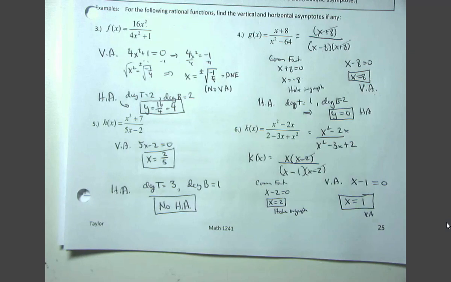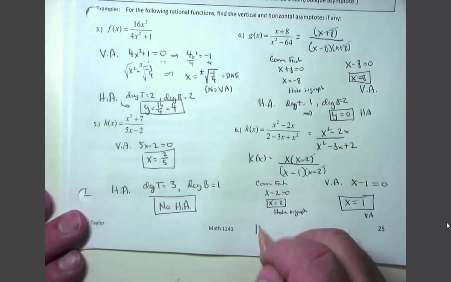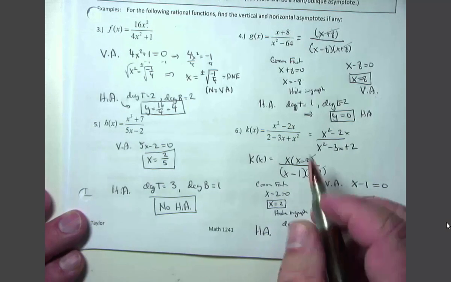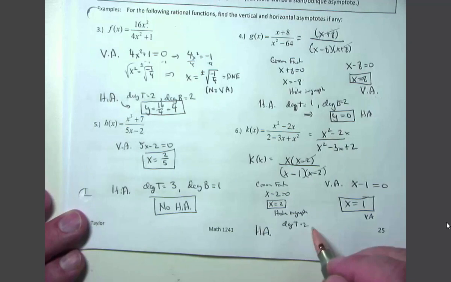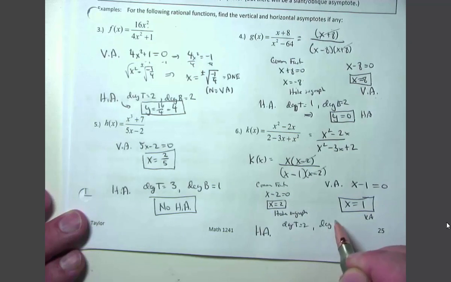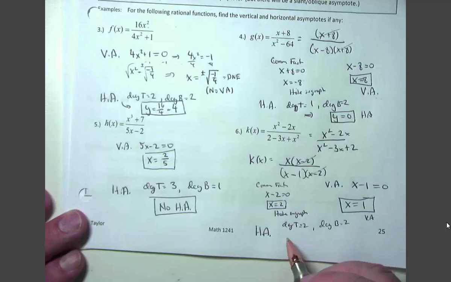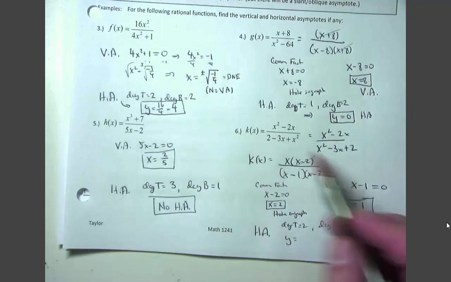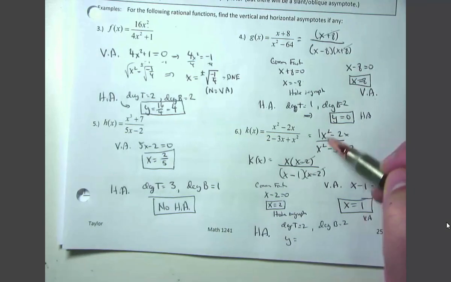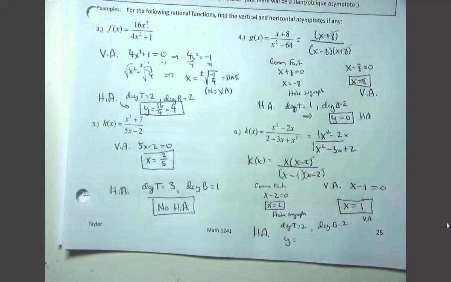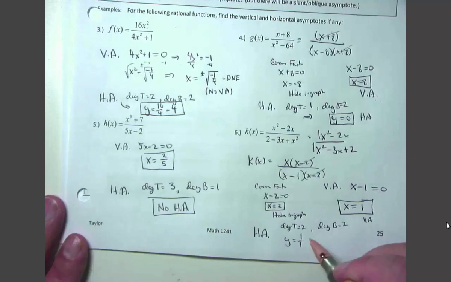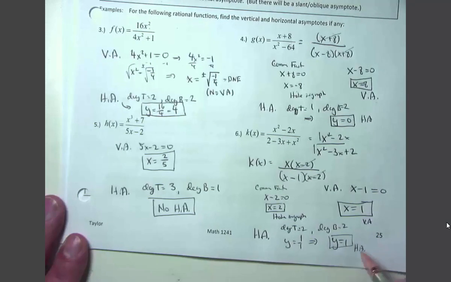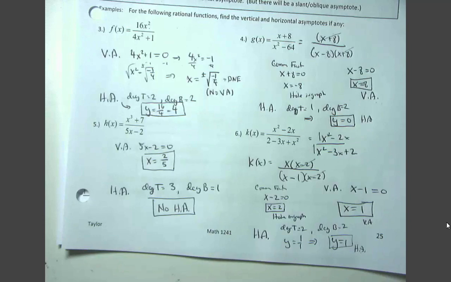And then last but not least, what is the horizontal asymptote? Well, the degree of the top, the numerator, when you rewrote it was 2. The degree of the denominator, the bottom, is 2. So the horizontal asymptote is y equals the ratio of what we call the leading coefficients. That's why we had to rewrite it. The leading coefficient is actually 1x squared divided by 1x squared. So it's what? 1 over 1, which implies y equals 1 is the horizontal asymptote. Does that make sense? Questions?